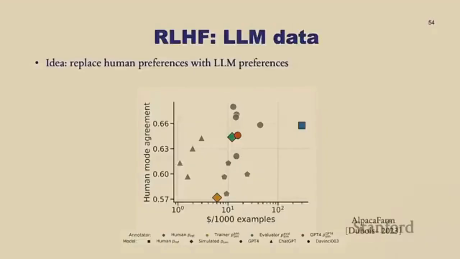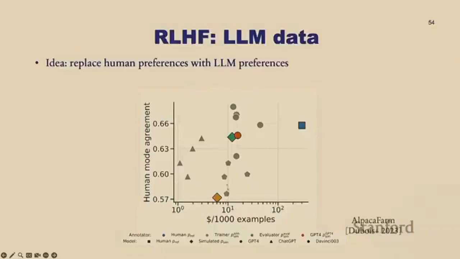So what we did last year, the same thing as Alpaca, is the idea that there are challenges with humans, so maybe we can just replace them with LLMs. So what we did is simply, oh, I'm just realizing that the slides are not centered. Anyway, you replace human preferences with LLM preferences.